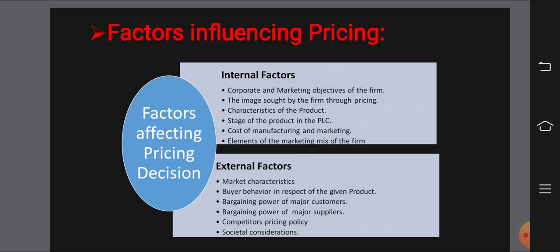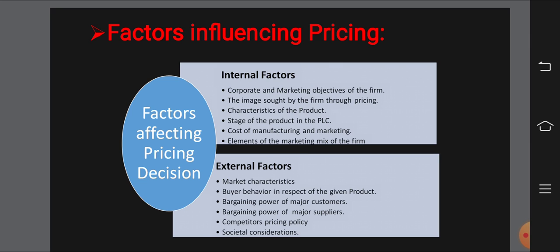That's why, depending on the societal considerations, the government may take more taxes on particular products. So these are some internal and external factors that will influence the pricing strategies employed by an organization to determine the price of a particular product.